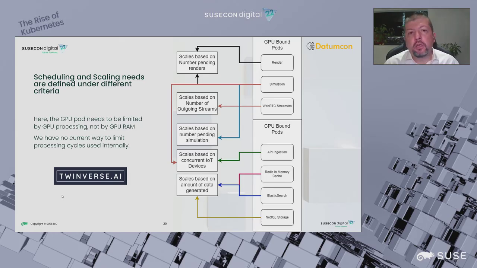also using Rancher. And here the rule set is very similar. You scale the renderer depending on the number of renders that you have. So it needs to be able to scale up and down. Simulation also has its own criteria to scale up and down, and scheduling has its own criteria.